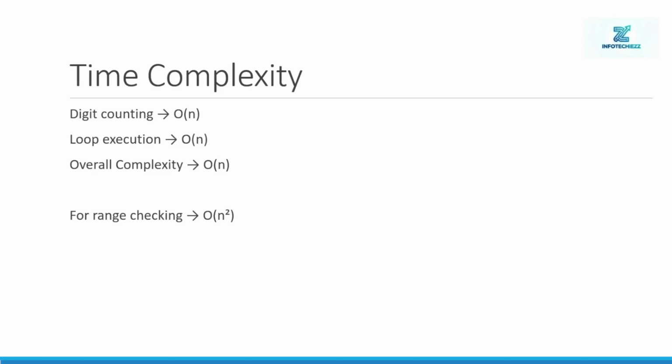So here is our time complexity. Time complexity always depends on the number of digits. If the digit count is n, the loop will execute up to n times. So the overall complexity is O(n). For range checking, it becomes O(n squared).